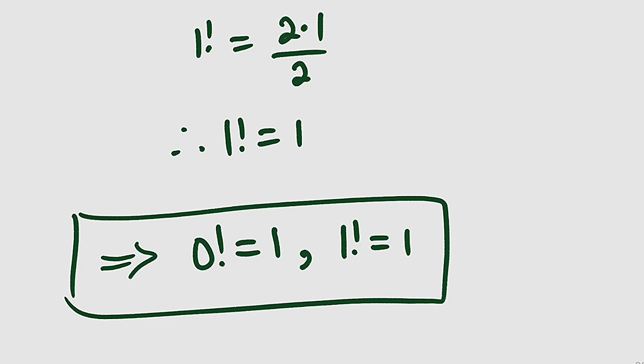So we have just proven that 0 factorial equals 1 as well as 1 factorial equals 1.